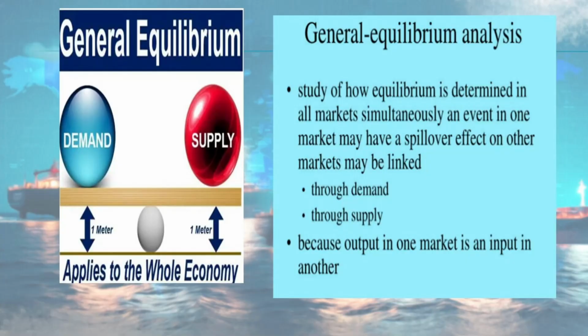That means demand and supply are balanced in general equilibrium. General equilibrium analysis studies how equilibrium is determined in all markets simultaneously, and even a change in one market may have a spillover effect on other markets, linked through demand or through supply, because the output in one market is an input in another.